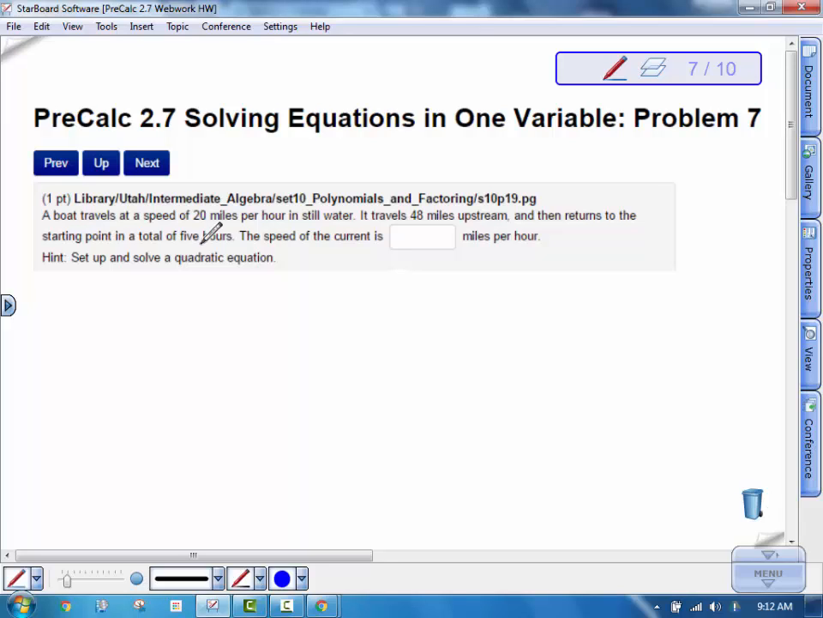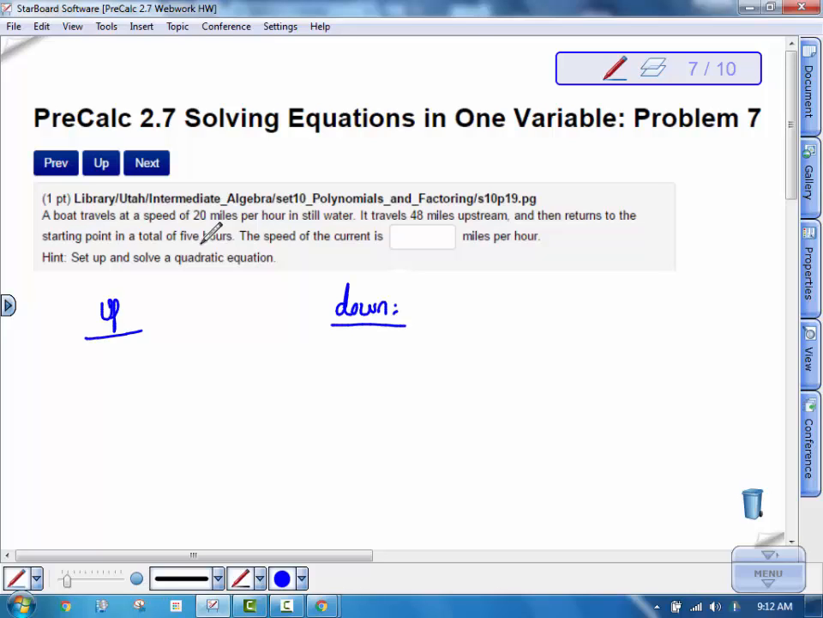This problem is kind of a beast. We've got a boat traveling. It travels 20 miles per hour in still water, and it travels for a distance of 48 miles up and then 48 miles back. The speed of the current is what? All right, so we've got upstream and we've got downstream we need to consider.